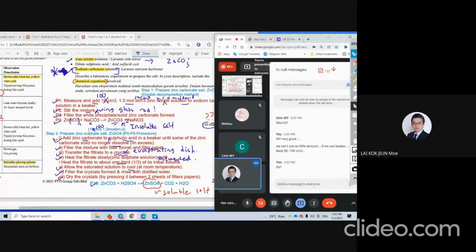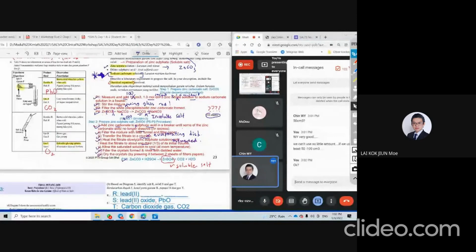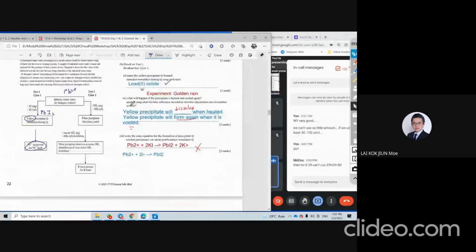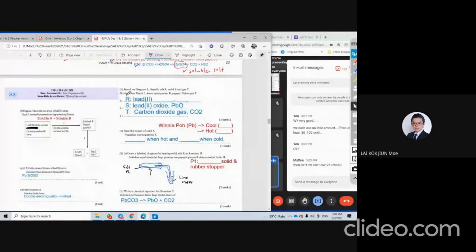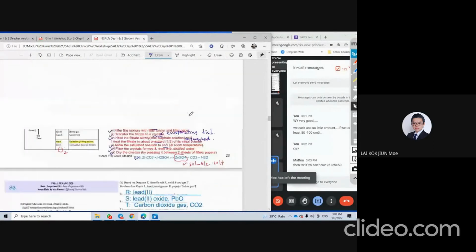Because this essay is quite open, we can discuss a lot of things inside it. So it depends on your skill. Your skill is very important. When you have skill, then don't worry, sure you can score. Then if 25 can, 25 plus 25.